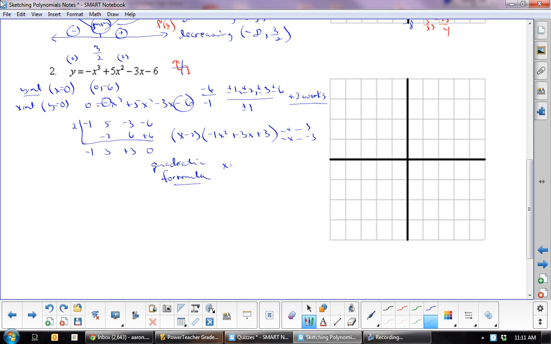Okay, now that is on your formula sheet. So it's negative b. Okay, the notes I have, they took out a -1. So did I redo that? Oh yeah, I did. Okay, good. So that's -3 plus or minus the square root of 3 squared minus 4 times -1 times 3, all over 2 times -1. That'll give you -3 plus or minus root 12 all over -2.